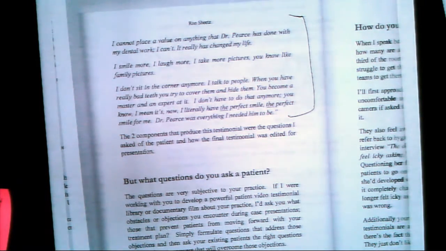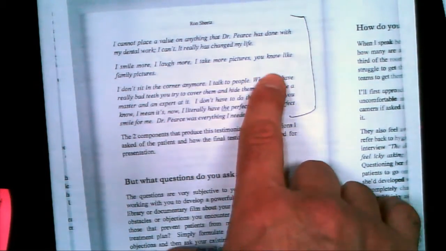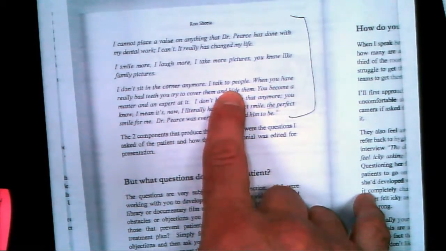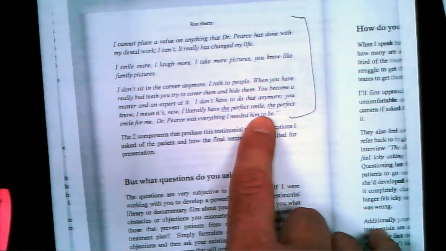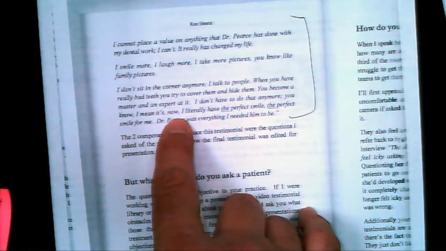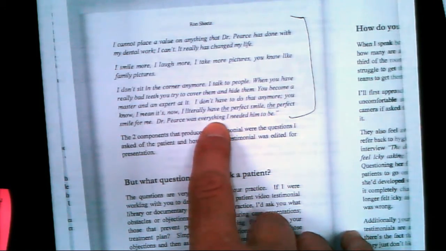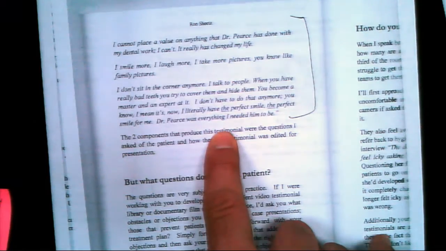Transformation, not transaction. I smile more, I laugh more, I take more pictures, like family pictures. I don't sit in the corner anymore. I talk to people. When you have really bad teeth, you try to cover them and hide them. You become a master and an expert at it. I don't have to do that anymore. I literally have the perfect smile for me. Dr. Pierce was everything I needed him to be.